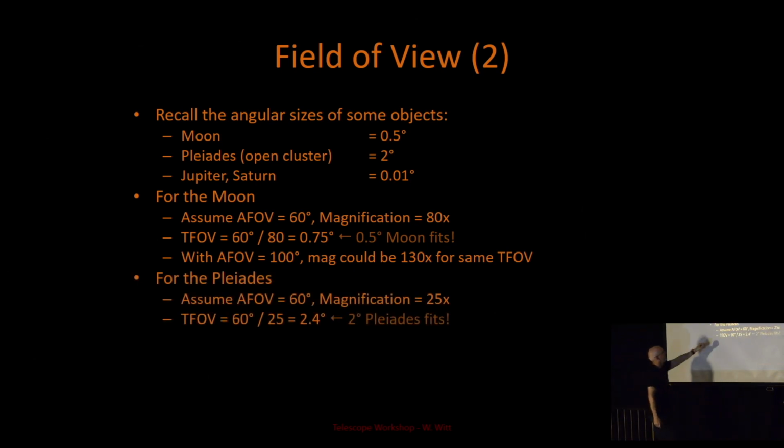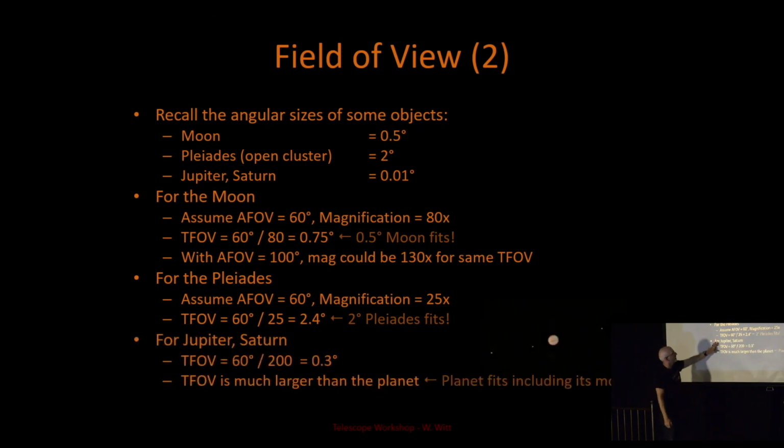For the Pleiades, if we have an eyepiece with 60 degrees and a magnification of 25, okay, that also kind of works, right? I end up looking at about 2.5 degrees of sky, in that image circle I see through my scope, and the Pleiades would fit inside. Okay. For Jupiter and Saturn, if I have a 60-degree apparent field of view eyepiece, let's say 200x magnification, I get 0.3 degrees of sky, which is actually huge compared to that tiny planet, right?